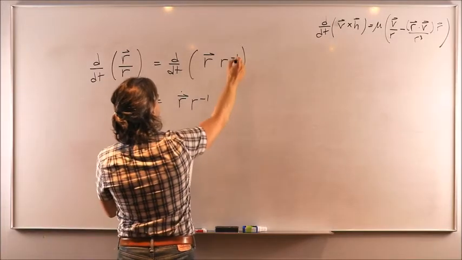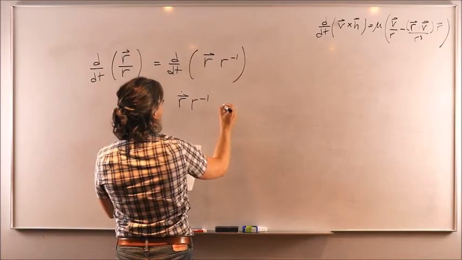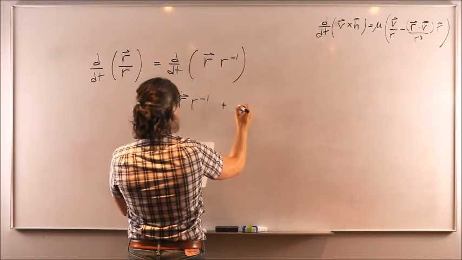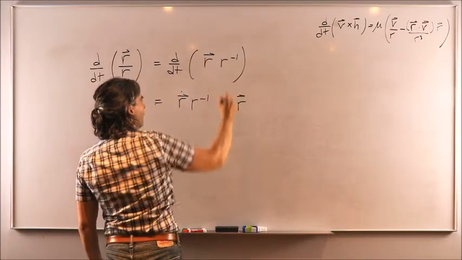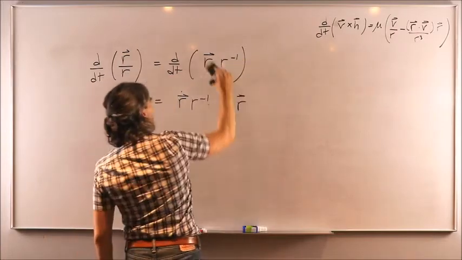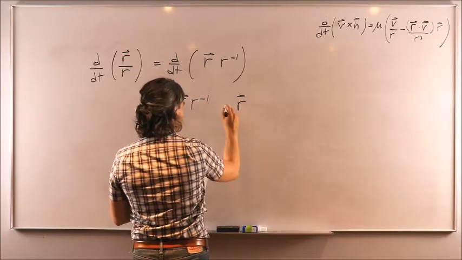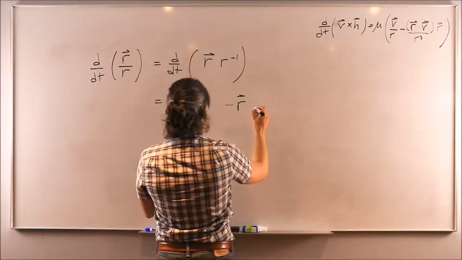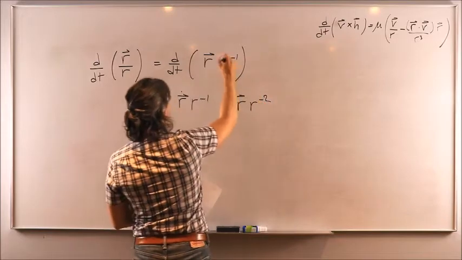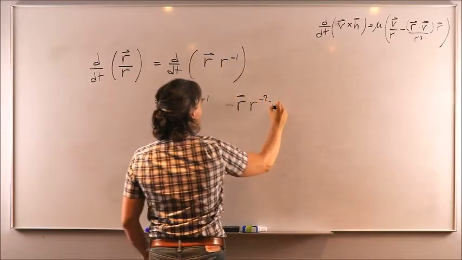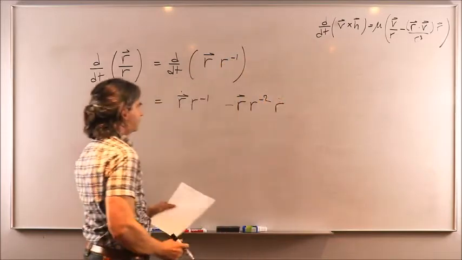Then plus this. Now the time derivative of r to the minus 1 becomes minus 1 in front of it, so minus 1, and then r to the minus 2, and then the derivative of what we had here, which is r dot.